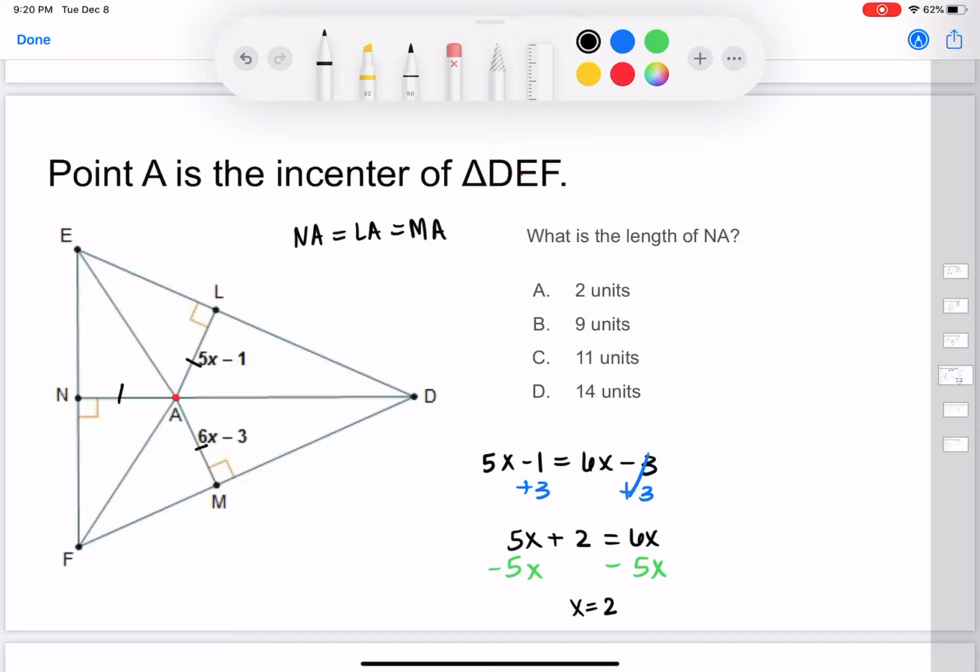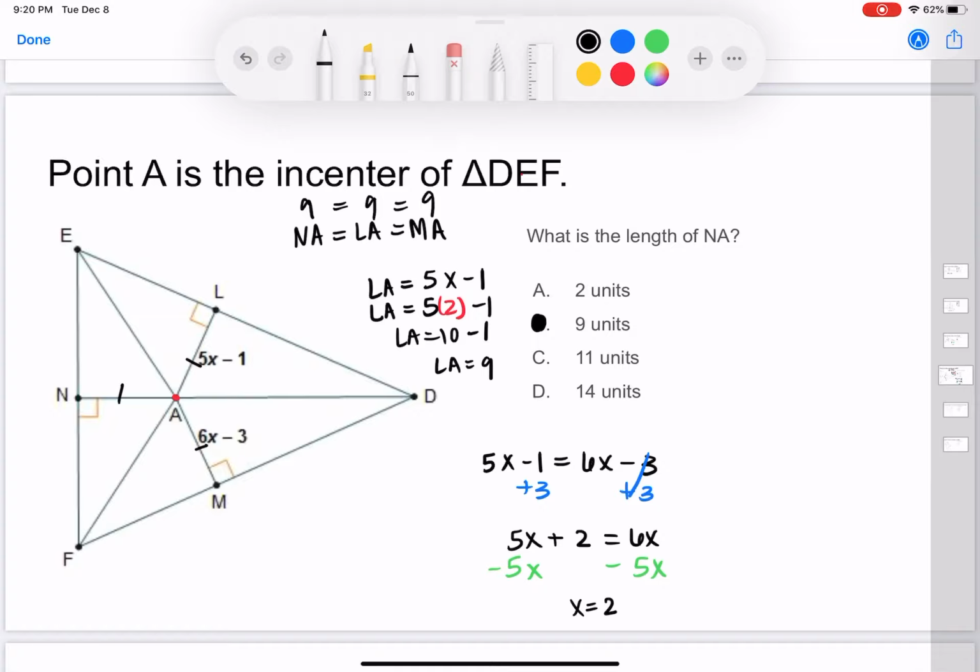Now I know as x is equal to 2, I can go ahead and plug into either of these two functions because all the segments LA and MA are both congruent to NA, so I only need to do one. So I'll do LA. LA is equal to 5x minus 1. I'll go ahead and substitute my value for x. So 5 times 2 minus 1, which is LA is equal to 10 minus 1, which gives me LA is equal to 9. Therefore, NA is equal to 9, LA is equal to 9, and MA is equal to 9. So my answer choice is B, 9.